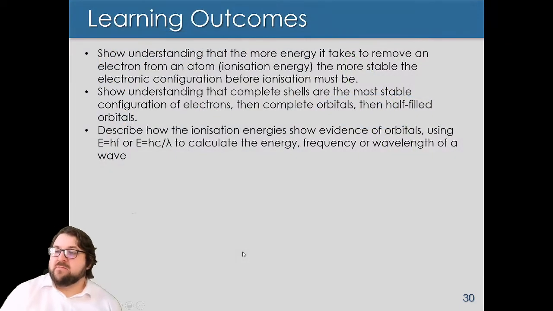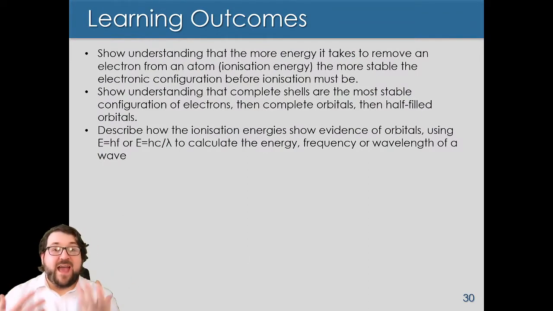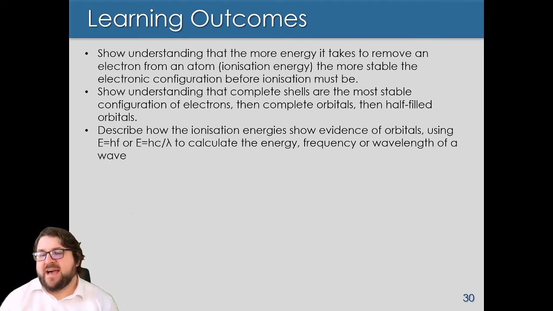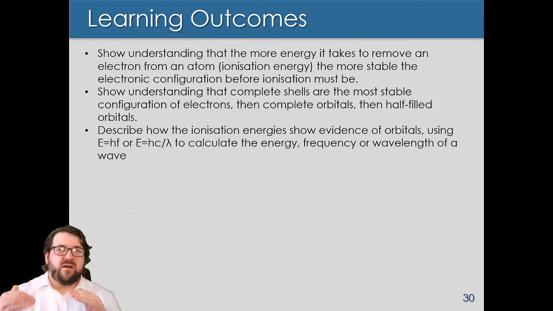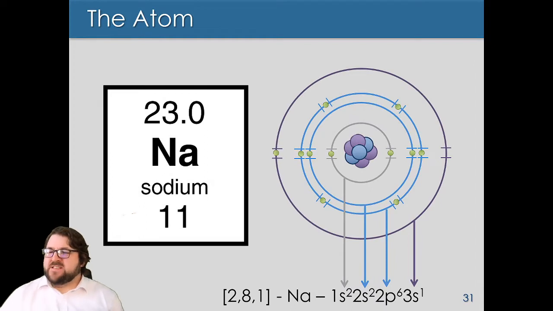So here are the learning outcomes. We're just going to make sure that we understand about the energy that it takes to move electrons around or remove them completely from an atom. We're going to have a look at what exactly is favourable when it comes to electronic configurations, and also talk about that colour demonstration and think about why there are energy levels in an atom and what causes that to happen. So let's go back for a second to sodium.